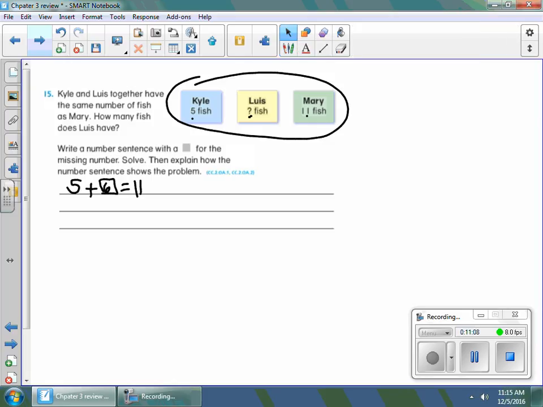The number sentence shows the problem because you know that Kyle has 5. You don't know how many Luis has, so we represent that with a missing number box. We know that Mary has 11.